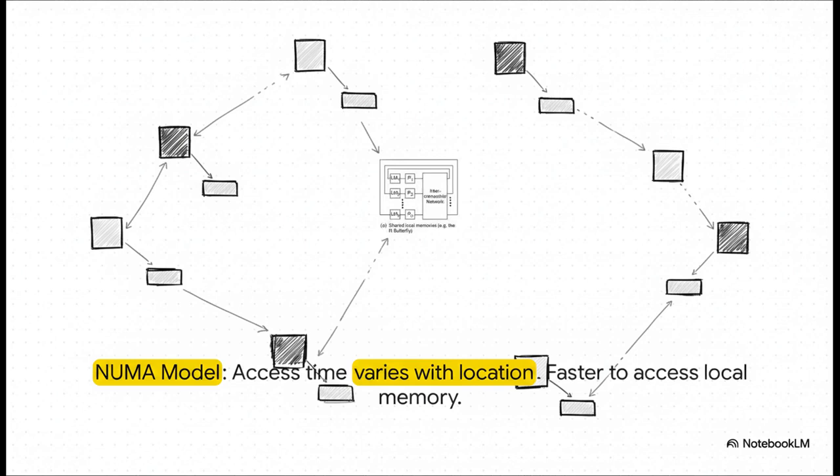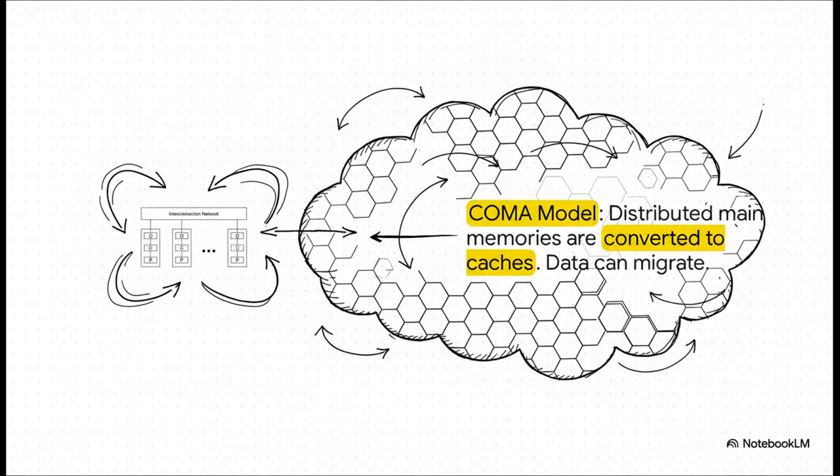Now, if you build on that idea of distributed memory, you get to the COMA model, that's Cache-Only Memory Architecture. This is a really fascinating evolution of NUMA. Instead of having a fixed local memory, every single block of distributed memory is treated as part of one giant shared cache. What this does is allow data to automatically move or migrate to the processor that's using it the most, which makes for a really dynamic and efficient system.